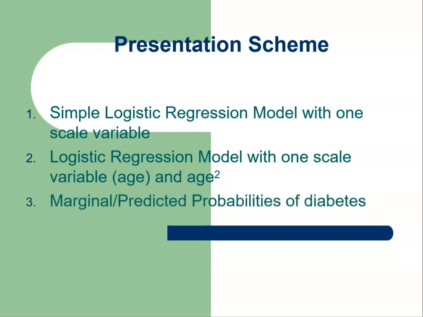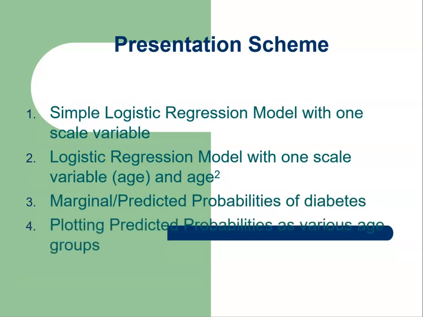After that, I'll estimate the predicted probabilities of my dependent variable diabetes at various age groups, and then I'll plot the predicted probabilities against the age groups. And finally, I'll show you how to send the commands in Stata to a do file, so that you could keep it for future.